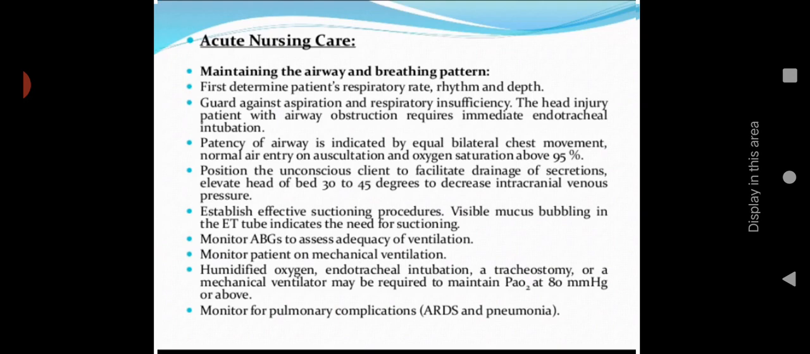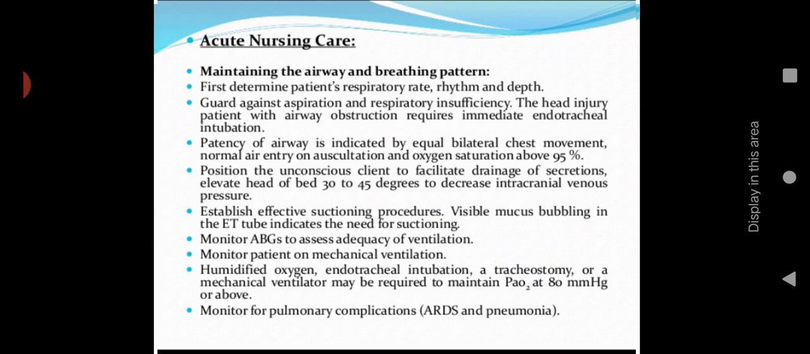Visible mucus bubbling in the ET tube indicates the need for suctioning. So after connecting the ET tube, if you see sputum or mucus inside the ET tube, that means it is time for suctioning. Then monitor ABG to assess adequacy of ventilation. We have to monitor ABG, arterial blood gas analysis, every day to understand the need for ventilation.